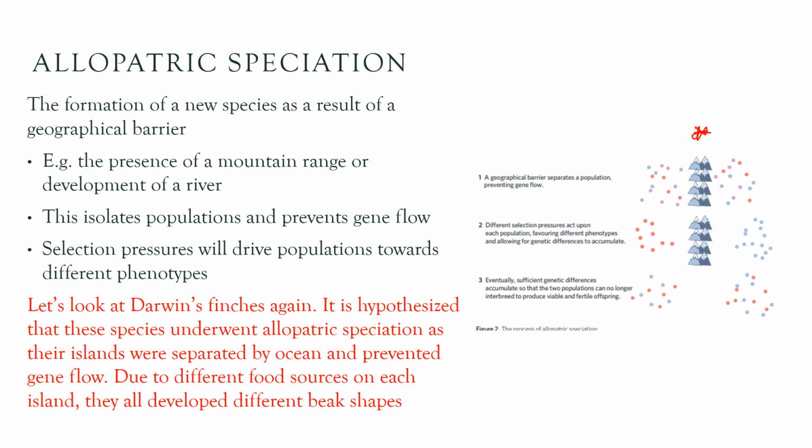So what that means is that there's going to be different selection pressures on either side of the mountain, and there's also going to be different allele frequencies on either side of the mountain as well. So if we look at our Darwin's finches again, it was hypothesized that these species underwent allopatric speciation because they were on different islands, and those islands were separated by ocean, and they prevented gene flow. And there were different food sources on those islands, and therefore all those finches developed different beak types. So it's a physical separation of two populations, which allows different alleles to be prevalent in those populations, and because there's no gene flow, that can cause speciation.